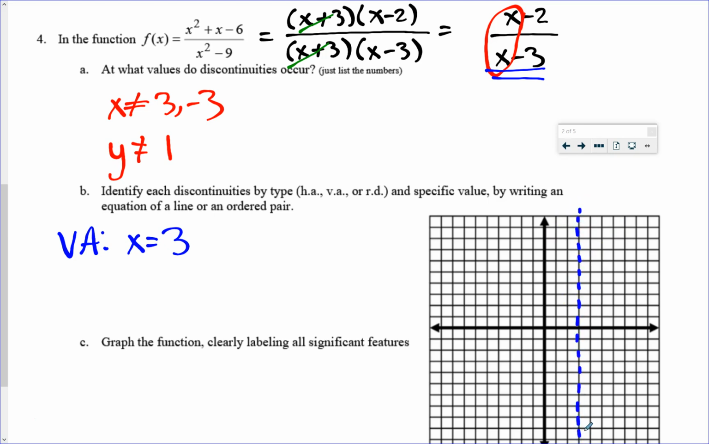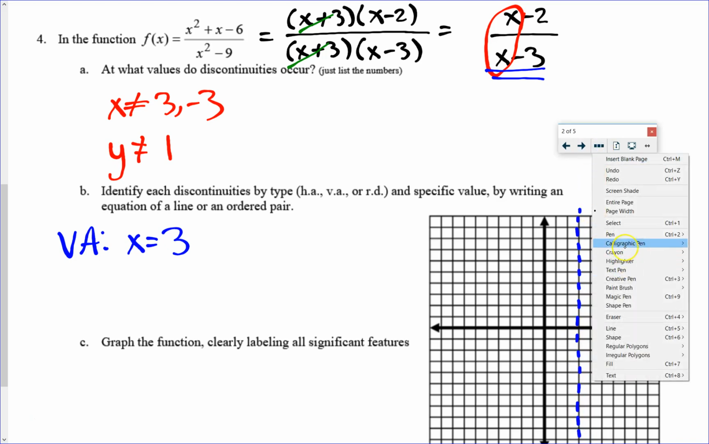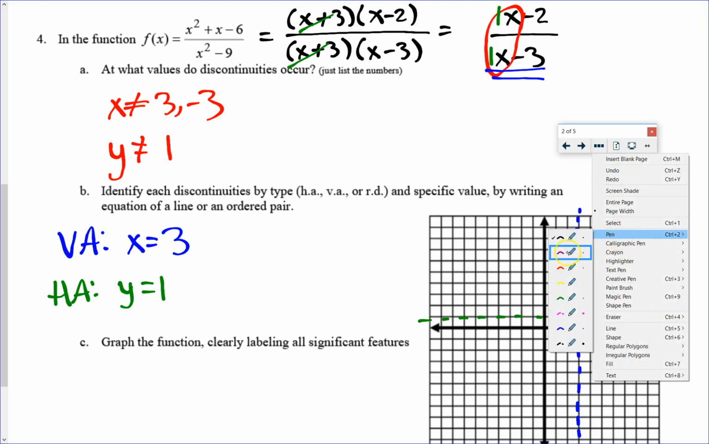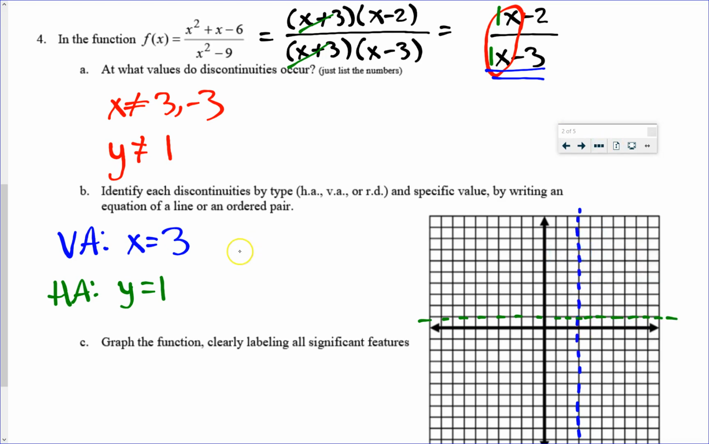Then my horizontal asymptote comes from the powers. They were the same, so we did 1 over 1. So our line there is y equals positive 1. So remember, asymptotes are the lines that we're going to approach. We're going to get real close to, but we're never going to actually touch it. And then we have a hole. With this one, we have a hole.